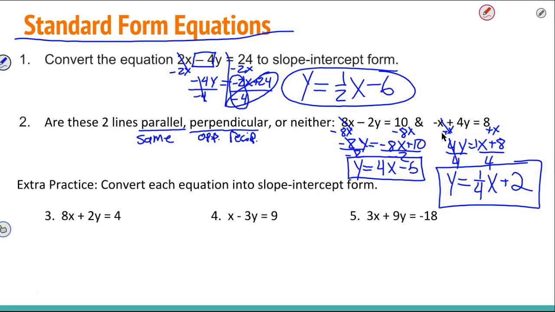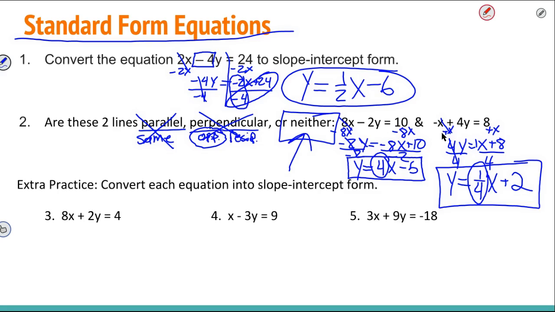To figure out if they're parallel, perpendicular, or neither, we've got to look at the slopes. This first equation has a slope of 4. The second one has a slope of 1/4. They're not the same. They are reciprocals, but not opposite reciprocals, so they're not perpendicular. These are neither. Not parallel or perpendicular.